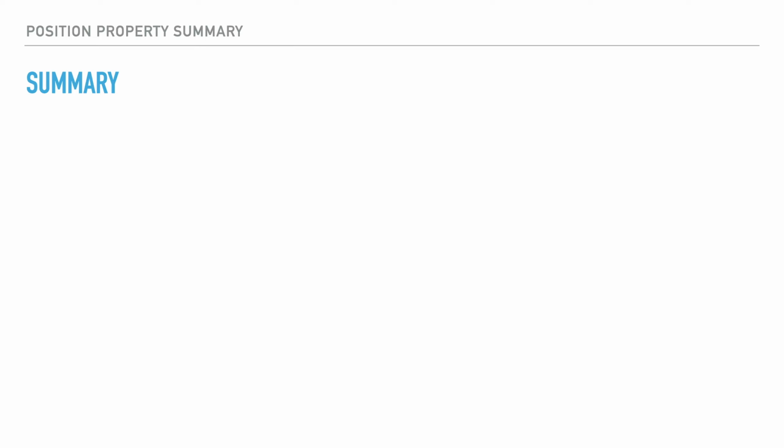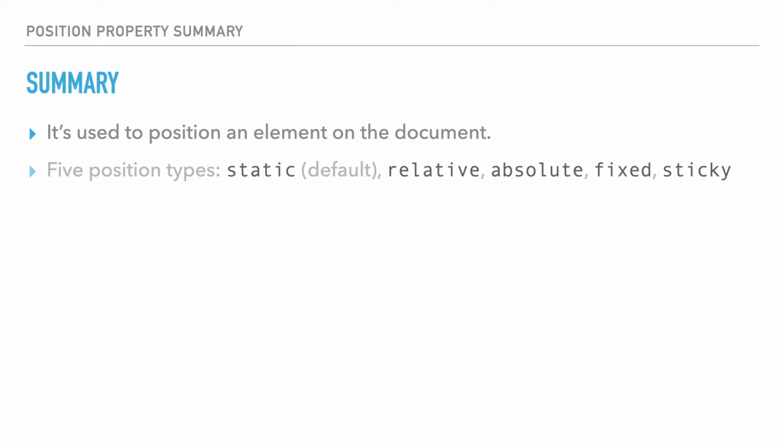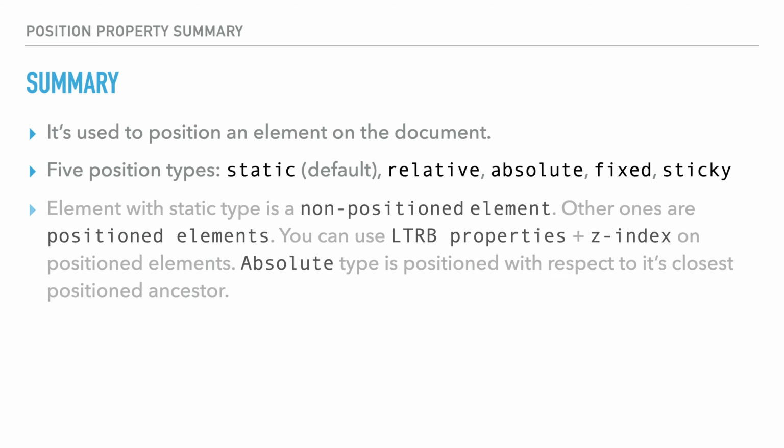All right, so let's summarize what we have learned today. So first of all, the position property, it's used to position an element on the document. There's 5 position types. There's the static position type, which is a default. So meaning if you don't put a position type, it will default to the static position type. There is also the relative, the absolute, the fixed, and the sticky. Elements with static type is a non-position element. Other ones are positioned elements. So the relative, absolute, fixed, and stickies are considered positioned elements.